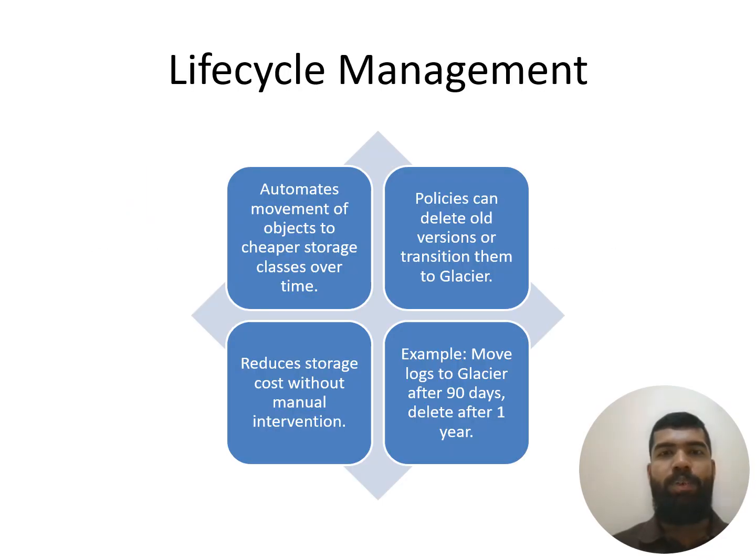Okay, so moving on to the next one. Now let's talk about lifecycle management in Amazon S3. This lets you define rules that automatically transition objects between storage classes or delete them after a certain time. For example, you could move log files to Glacier after 90 days and delete them completely after 1 year. This ensures the data is stored cost effectively without any manual effort, which is pretty great, I think. What do you say?